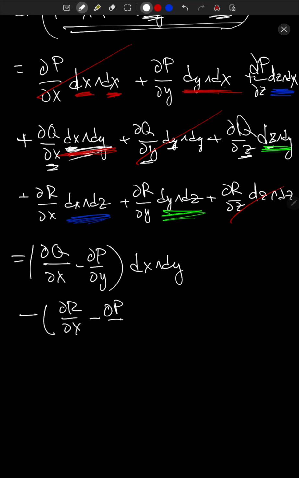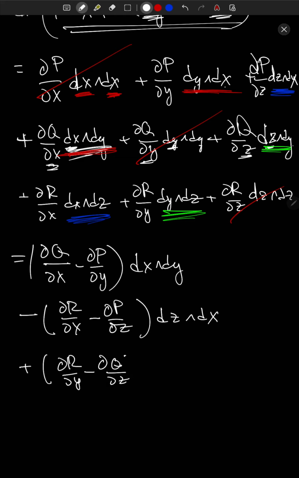Minus dp dz, right? So this would be the blue ones. And then there's a minus sign here. So I'm going to write this as dz wedge dx. And then finally we have dr dy minus dq dz. All right, so these two green ones, dy dz.